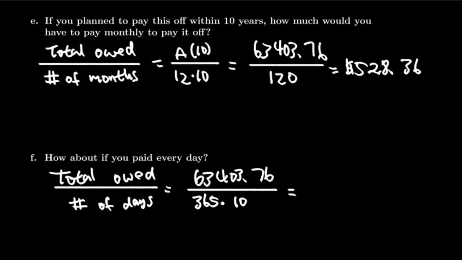Oh, wait. Whoops, I just realized that I plugged something in incorrectly. Actually, the balance after 10 years, I accidentally put 12 in there. It's $58,004 and 97 cents. Sorry.